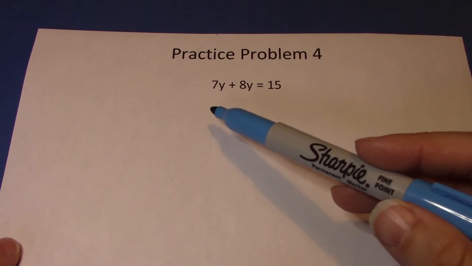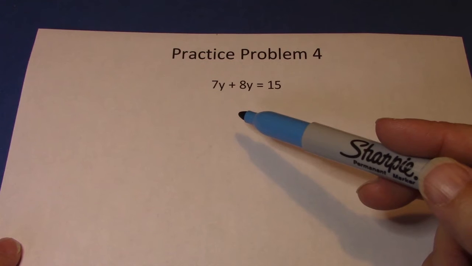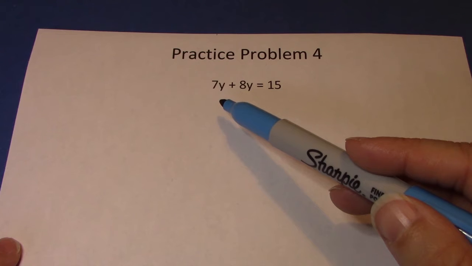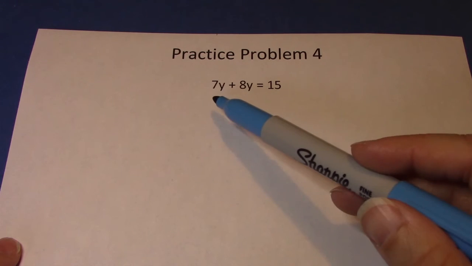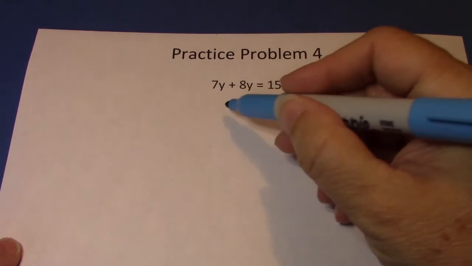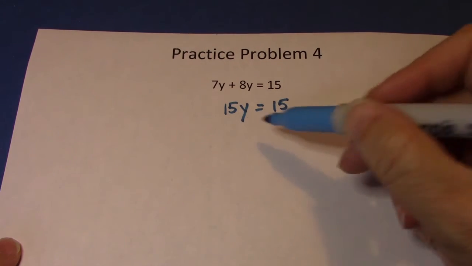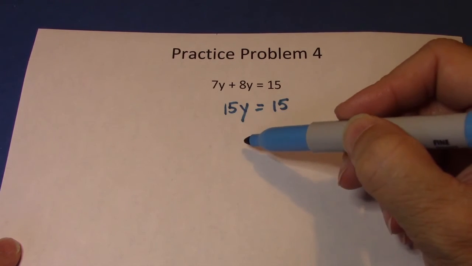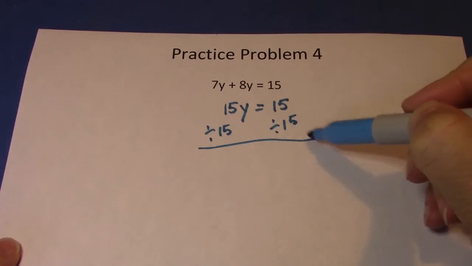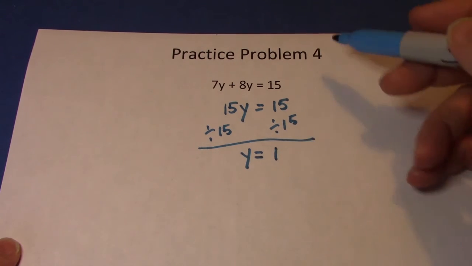Here's problem number 4, and this time our variable is a y, but it really doesn't matter what the variable is. Also, we've got 7y plus 8y. Those are like terms because they have the same variable, y, and they're also to the same exponent, so we can combine them. 7y's and 8y's is 15y's. And now y is being multiplied by 15, so we're going to divide by 15. That leaves us with y on this side. 15 divided by 15 is 1.